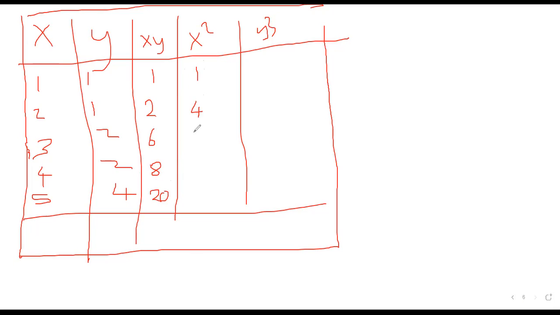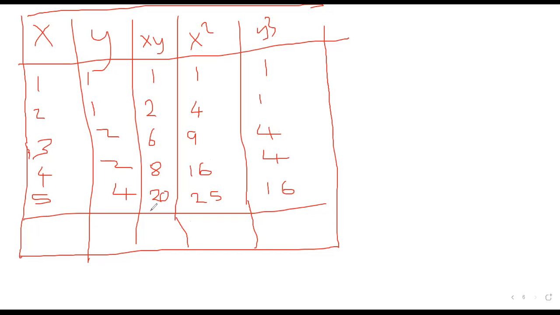9, we're squaring this. 16. Anyone lost? Yes. What we're doing? 5 times 5? 25. Then here it's y squared. We are squaring y. 1 times 1, 1. 1 times 1, 1. 2 times 2, 4. 2 times 2, 4. 4 times 4, 16.